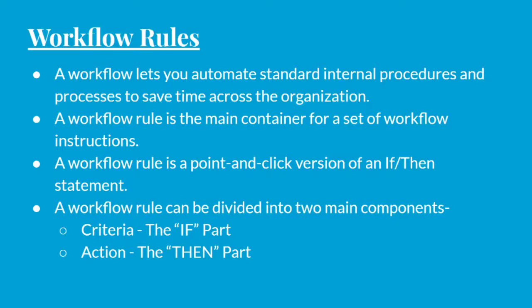So if this thing happens, then this should happen. If this situation comes, then this should be the process to follow along. A workflow rule can be divided into two main components. The first one is the criteria, which is your if part. What is the criteria to run this workflow rule? If this happens, and what should be done when this happens? That will be your then part, which is called action in a workflow rule.